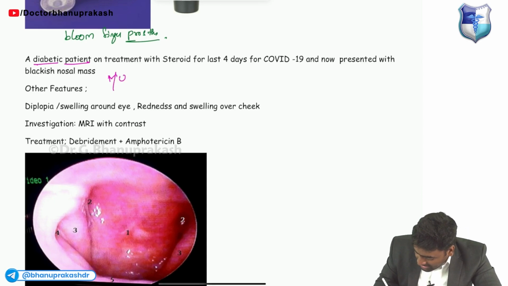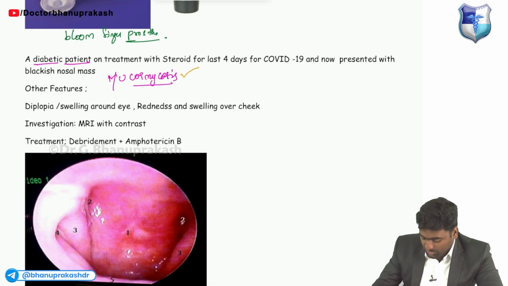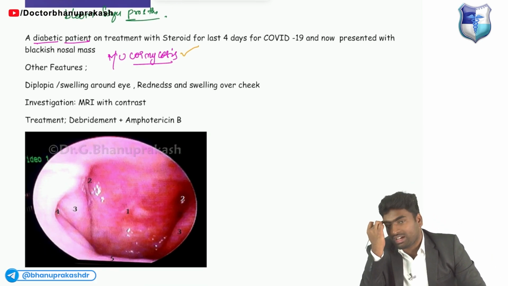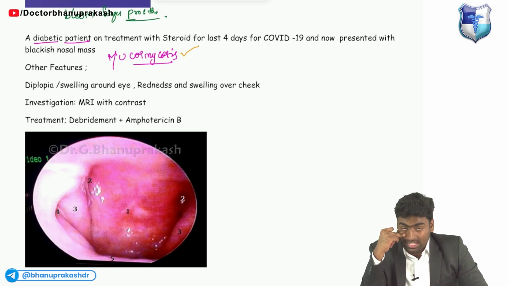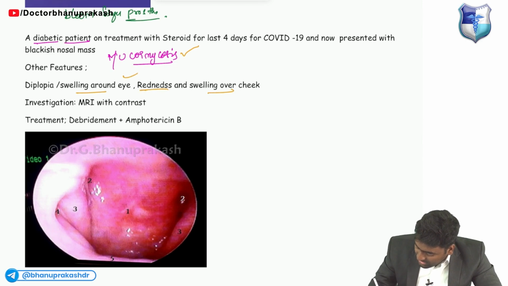It is mucormycosis. This is mucormycosis. In a case of mucormycosis, it can even involve the eye. It can involve the area around the eye and can cause diplopia. So there will be swelling around the eye, redness and swelling around the cheek.